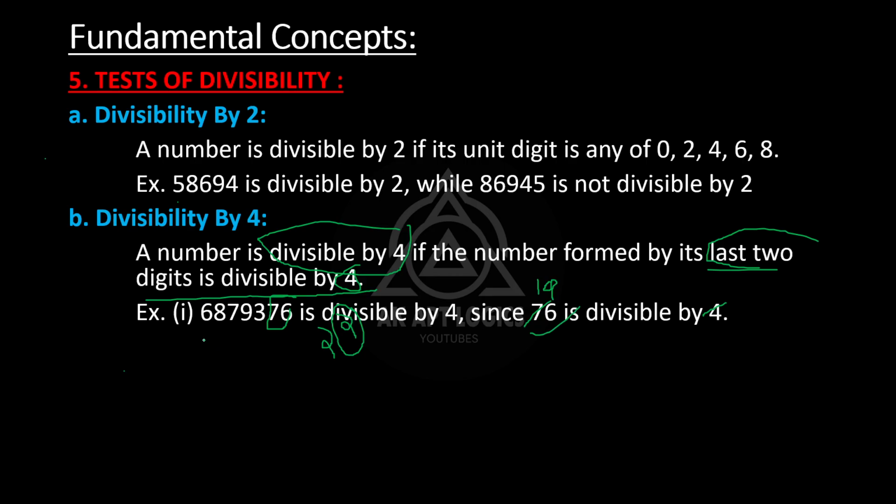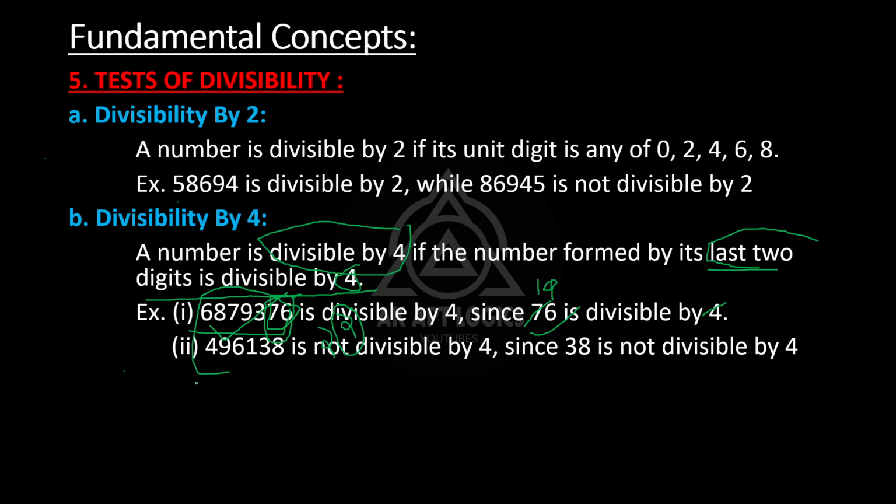So the given number 6879376 is also divisible by 4. Rather than dividing this whole number by 4, we are going to take only the last two digits and divide them by 4. If we get the remainder 0, we can say that the whole number is divisible by 4. Okay, next.